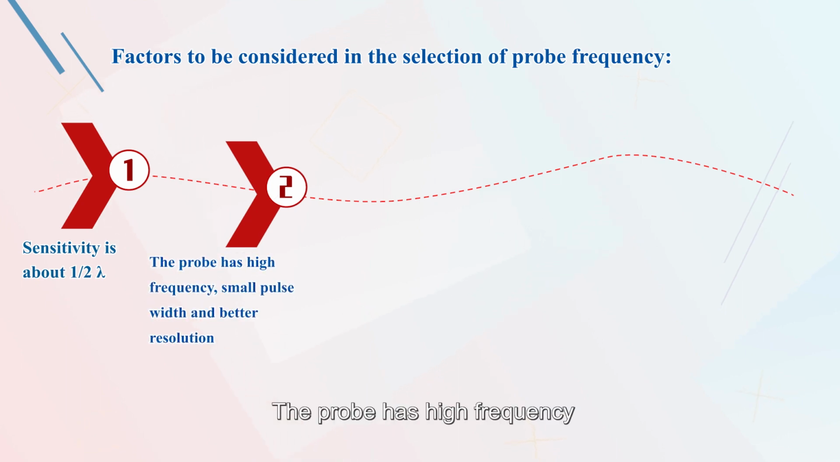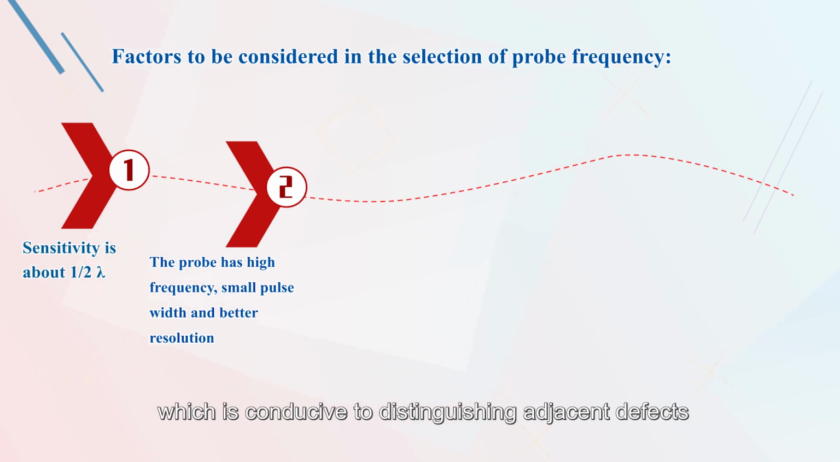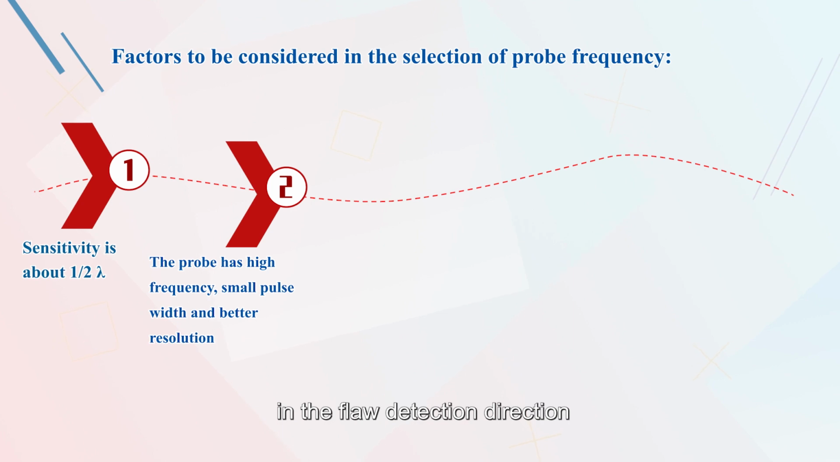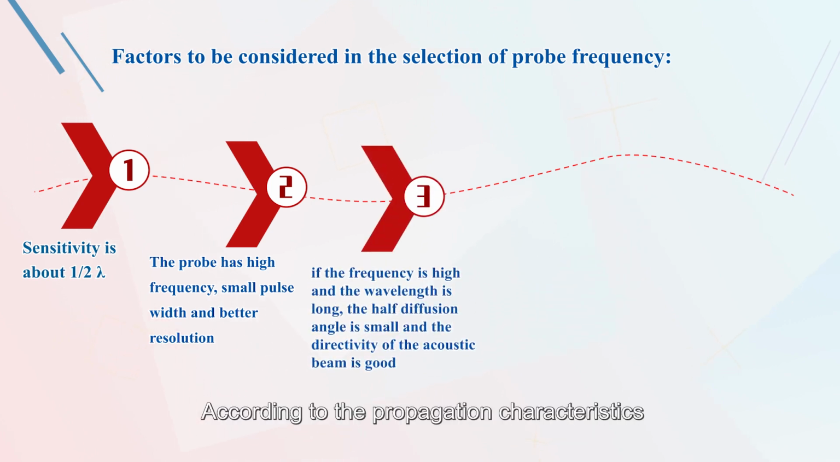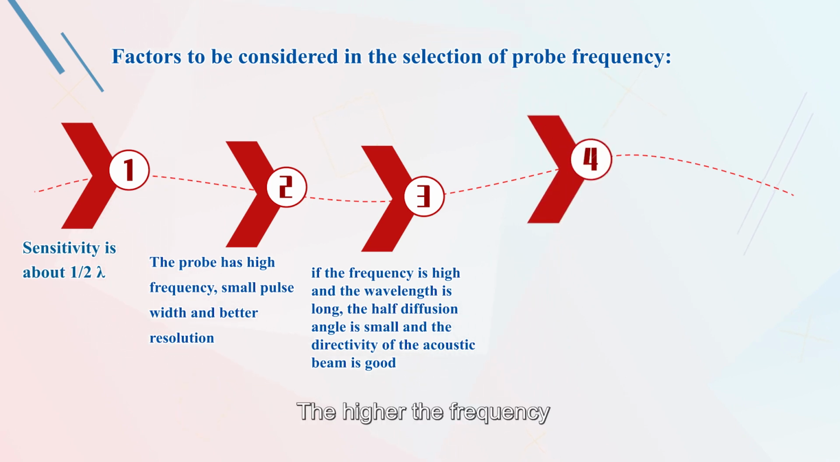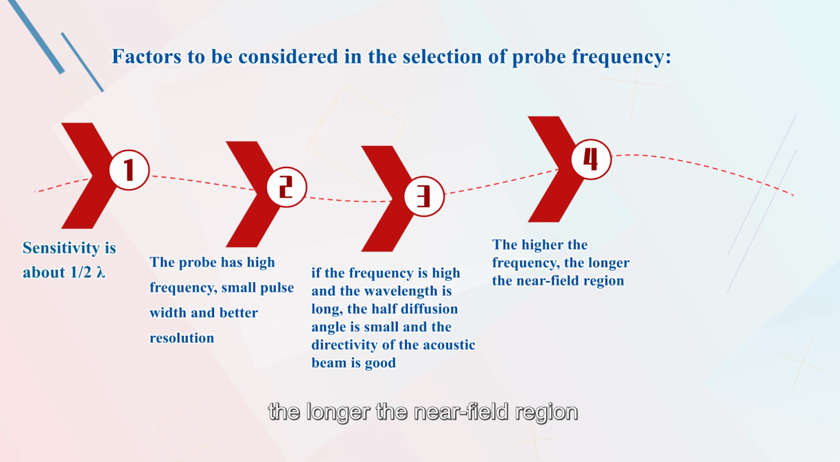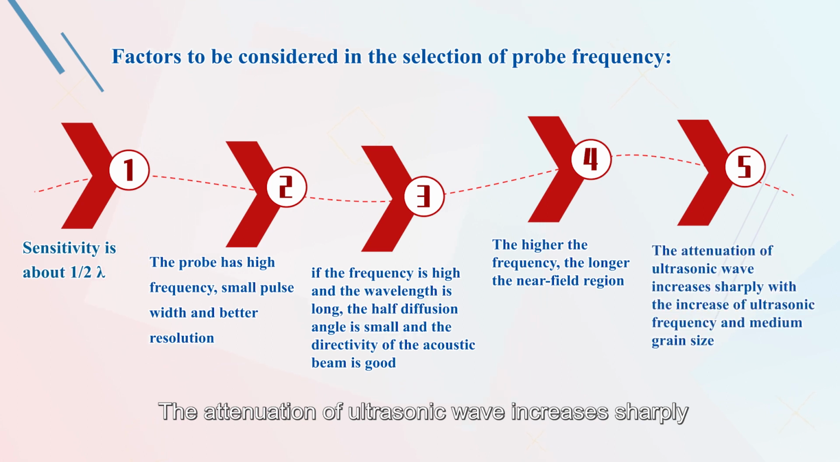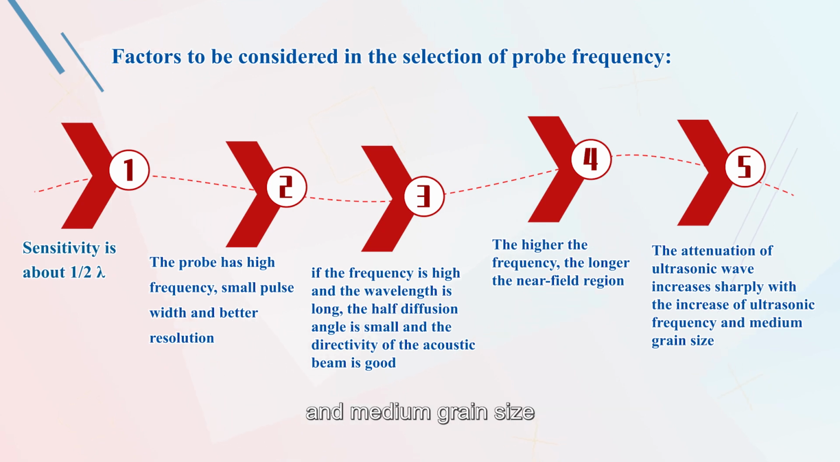The probe has high frequency, small pulse width, and better resolution, which is conducive to distinguishing adjacent defects in the flaw detection direction. According to the propagation characteristics of ultrasonic waves in the medium, if the frequency is high and the wavelength is short, the half diffusion angle is small and the directivity of the acoustic beam is good. The higher the frequency, the longer the near-field region, which is unfavorable to flaw detection. The attenuation of ultrasonic waves increases sharply with the increase of ultrasonic frequency and medium grain size.